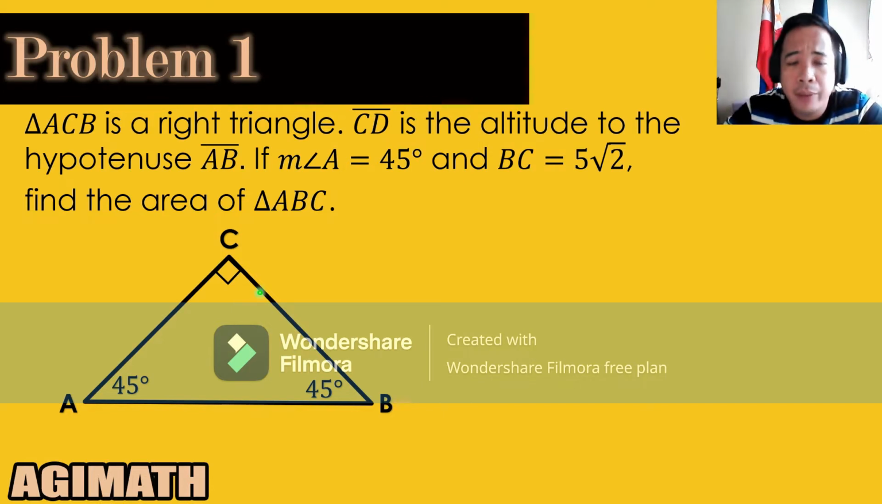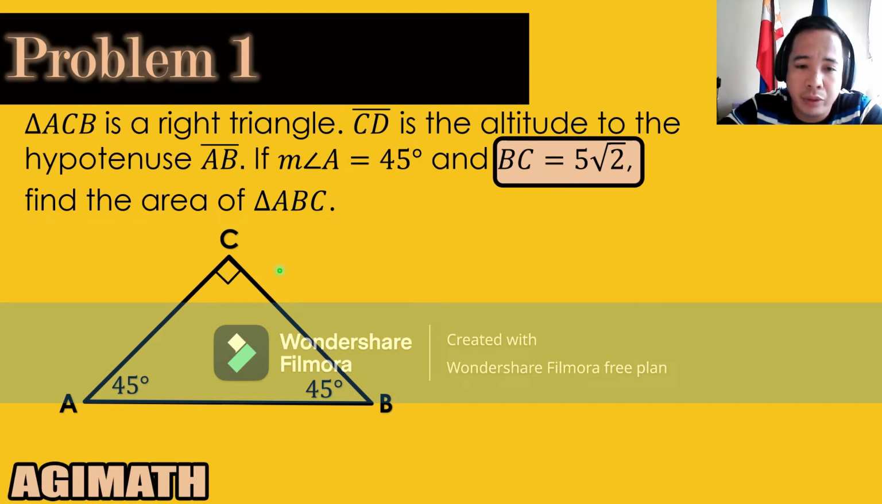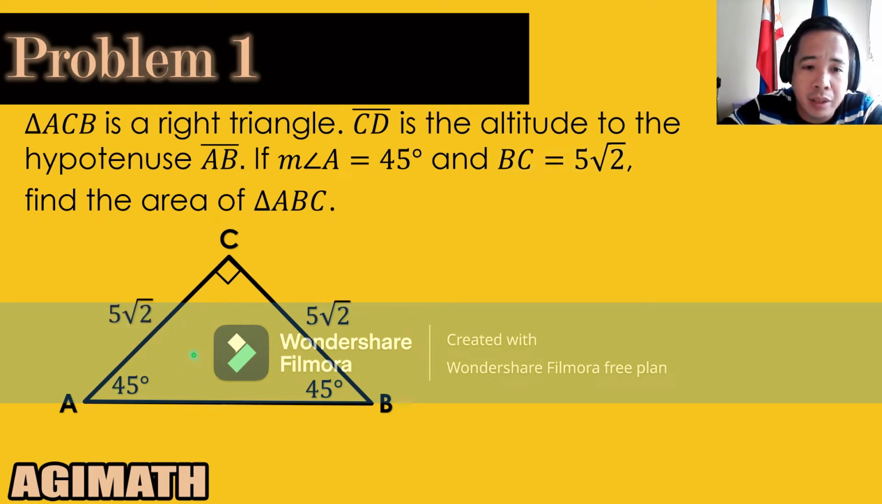Now, moving forward, BC is equal to 5 square root of 2. So this side measures 5 square root of 2. It will also follow that this side, AC, is equal to 5 square root of 2. So that's one of the properties of this isosceles right triangle.